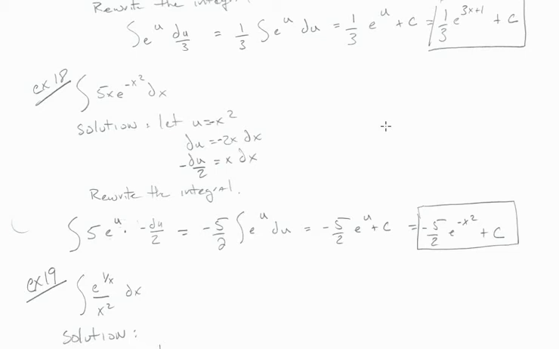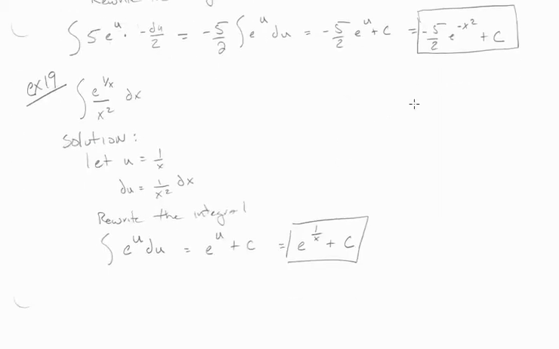So we're going to rewrite the integral in terms of u. We're going to have the integral of 5 e to the u times negative du divided by 2. We're able to factor out that 5 and that negative 1/2, so you're going to have negative 5/2 the integral of e to the u du. Very simple for us now. The antiderivative is going to be negative 5/2 e to the u plus c. And then we substitute our u value of negative x squared back in. So our final solution is negative 5/2 e to the negative x squared plus c.